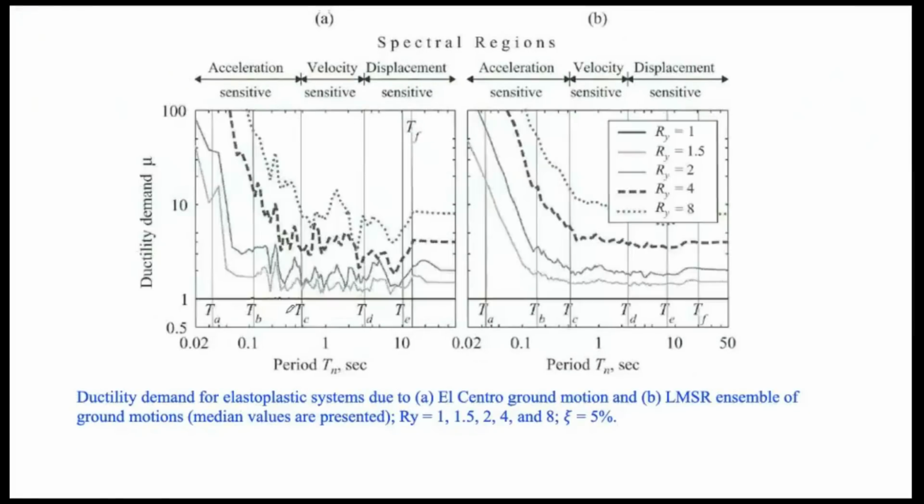Okay, you can also have a look at this plot, which is exactly the same data, but now it is represented in terms of the ductility rather than the peak deformation. And again, you can see that these values are shown for the same single degree of freedom system where the strength is reduced by a factor of 1, 1.5, 2, 4, and 8. Okay?